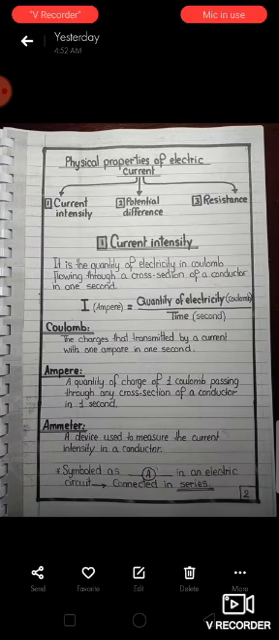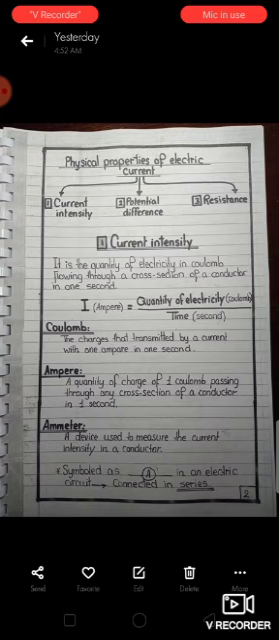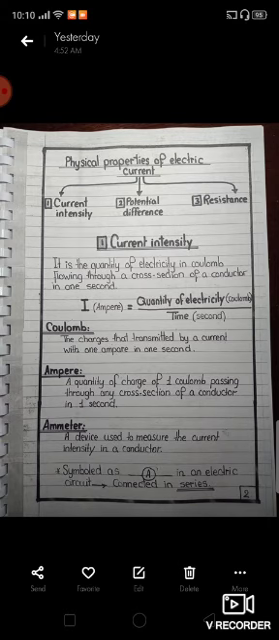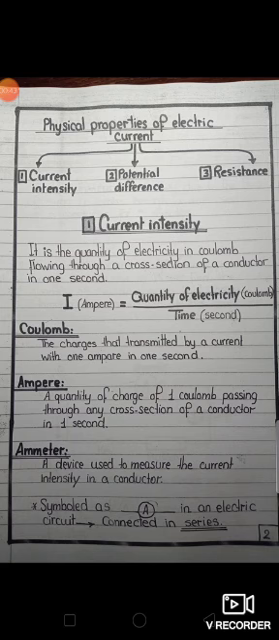Now we are going to discuss the physical properties of the electric current, and we have three very important properties of electric current, which are the current intensity, the potential difference, and the resistance. The first property is the current intensity. The definition of current intensity is the quantity of electricity in coulomb flowing through a cross-section area of a conductor in 1 second. What does this mean?